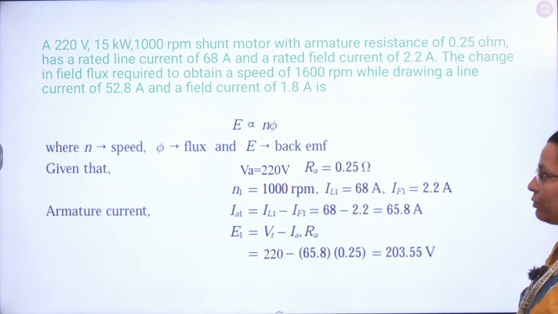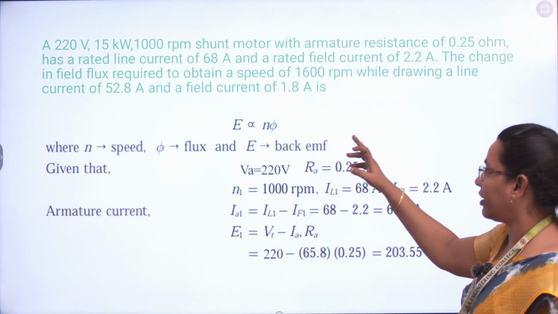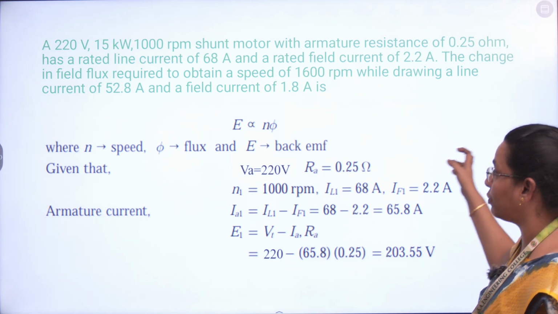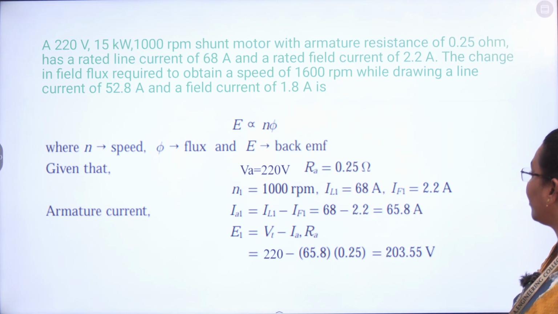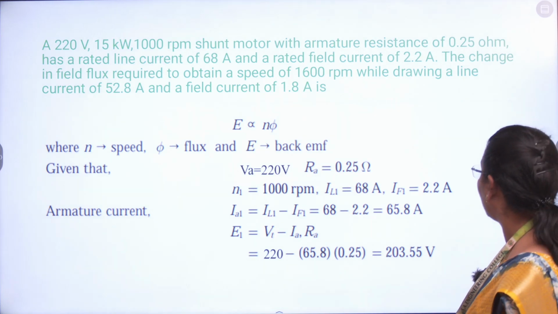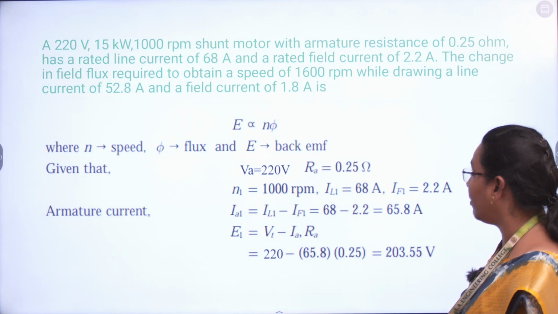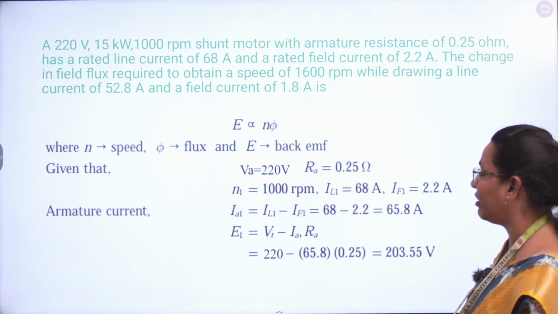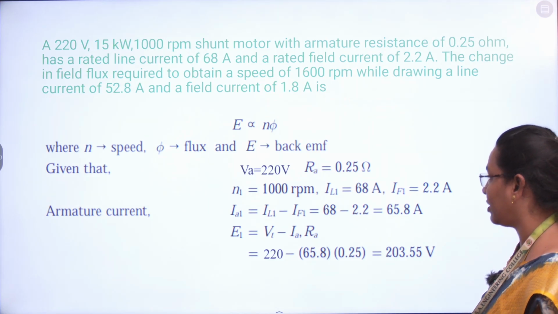Next problem, the second problem. A 220 volt, 15 kilowatt, 1000 rpm shunt motor with an armature resistance of 0.25 ohm has a rated line current of 68 amps and a rated field current of 2.2 amps. Find the change in the field flux required to obtain a speed of 1600 rpm while drawing a line current of 52.8 amps and a field current of 1.8 amps.